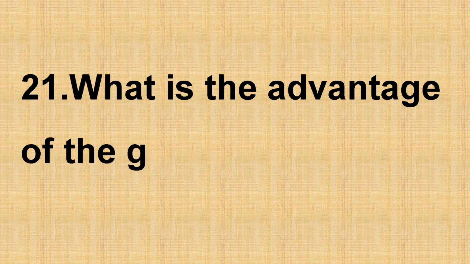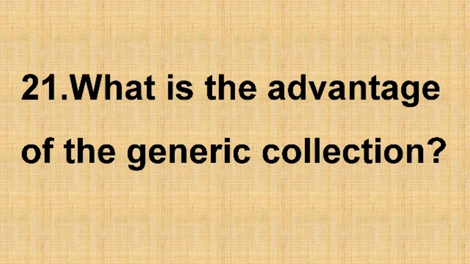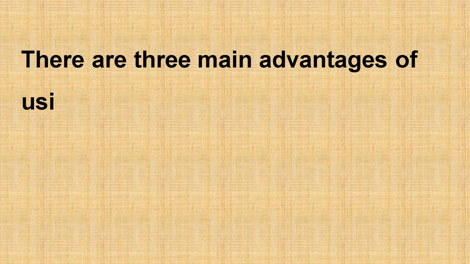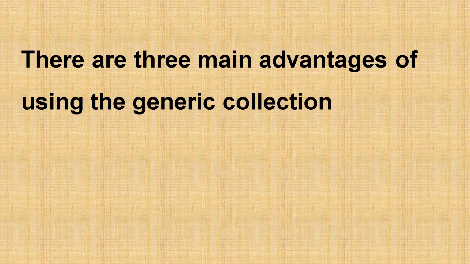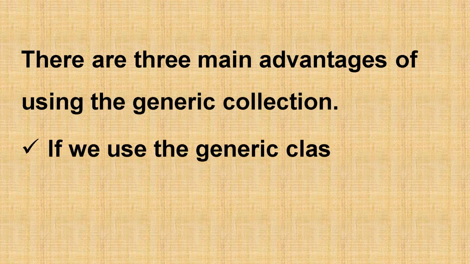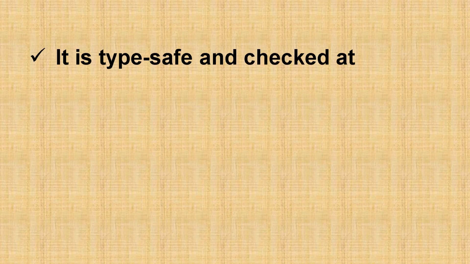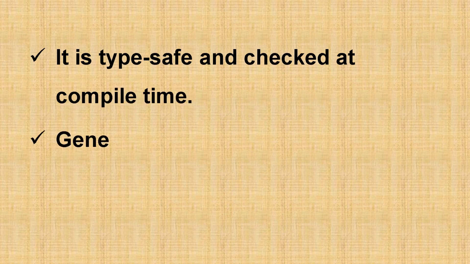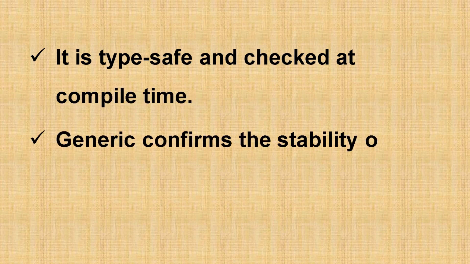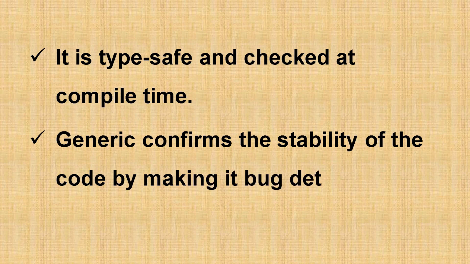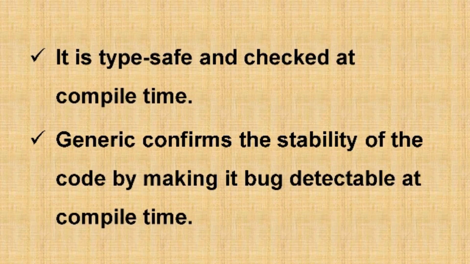What is the advantage of the generic collection? There are three main advantages of using the generic collection. If we use the generic class, we don't need typecasting. It is type safe and checked at compile time. Generics confirm the stability of the code by making it bug detectable at compile time.